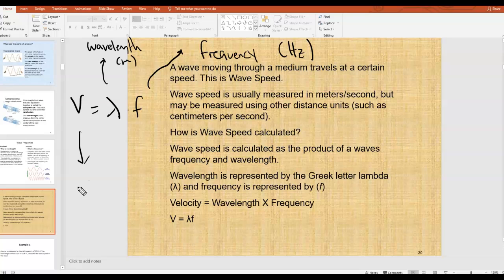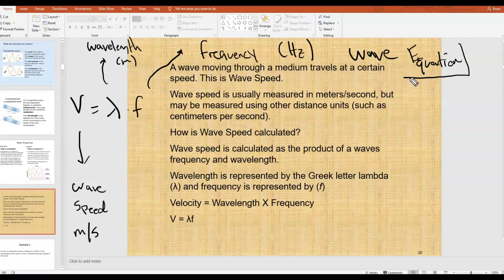And then v is what's called the wave speed or the wave velocity, either one of those, depending on what the problem says. Okay, and wave speed or wave velocity is measured in meters per second, or centimeters per second, or something else like that. And this is what's called the wave equation. And again, as far as I can remember off the top of my head, this is the only equation in this whole unit. So it's kind of important that you understand the different pieces of it. There's not a lot of calculations in this unit, but the calculations that you do see typically involve the wave equation. Okay, so wave speed is equal to the wavelength times the frequency.